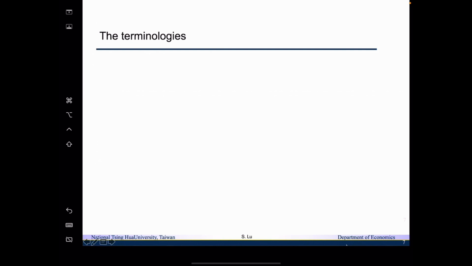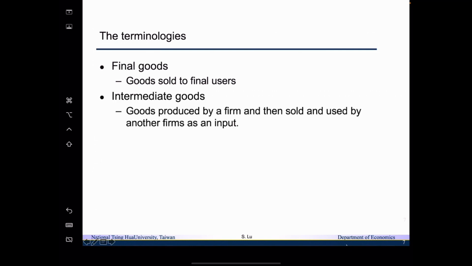Before we talk about how to compute GDP in detail, there are three terms that I would like to talk about and define before we move on to the next step about computing the GDP. So the first terminology I would like to define is called final goods. Final goods are goods sold to the final users. The second term I would like to introduce is called intermediate goods. It is defined as goods produced by a firm and then sold and used by another firm as an input.